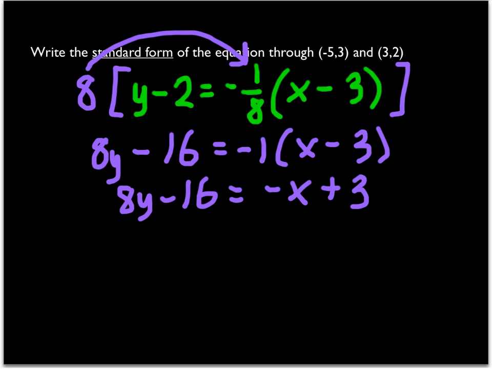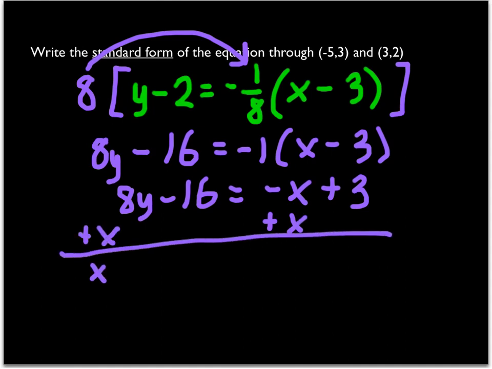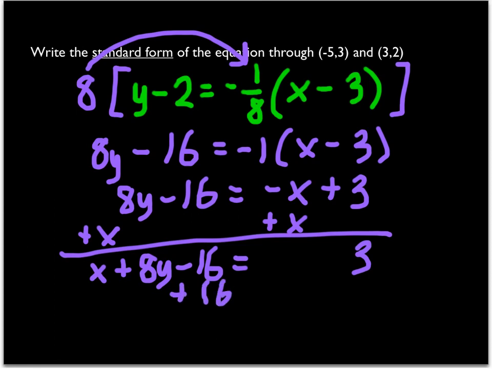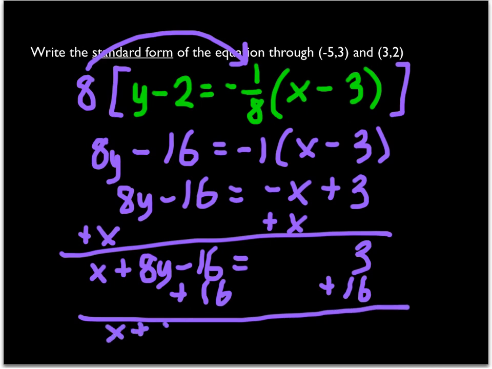Now I just need to get my x's and y's on the same side, so I'm going to add x to each side. So I have x plus 8y minus 16 equals 3. I'm going to add 16 to each side. And so my final answer ends up to be x plus 8y equals 19. That's my standard form equation.